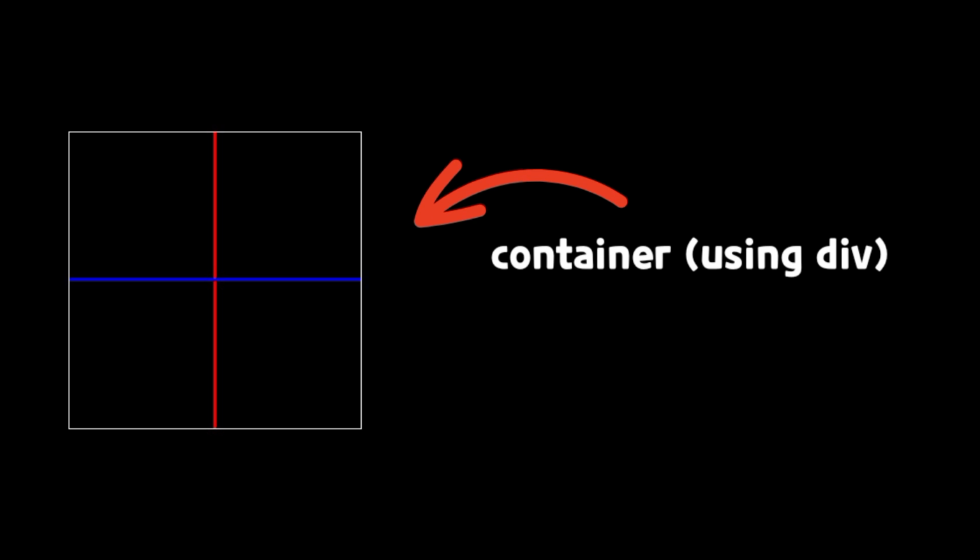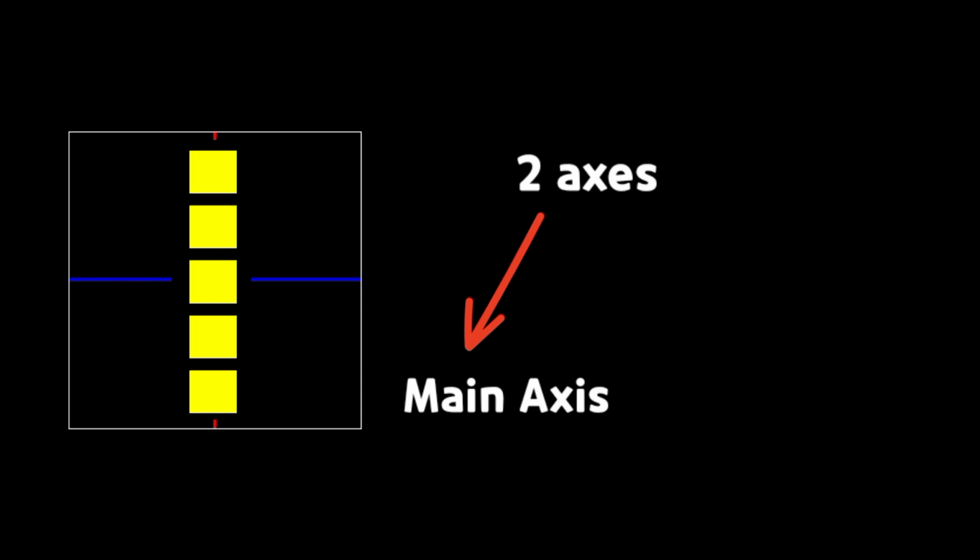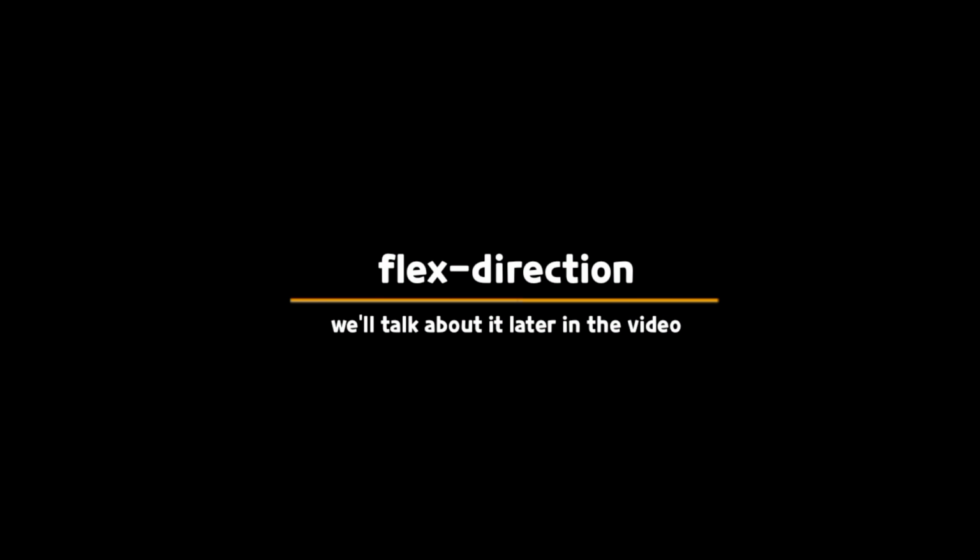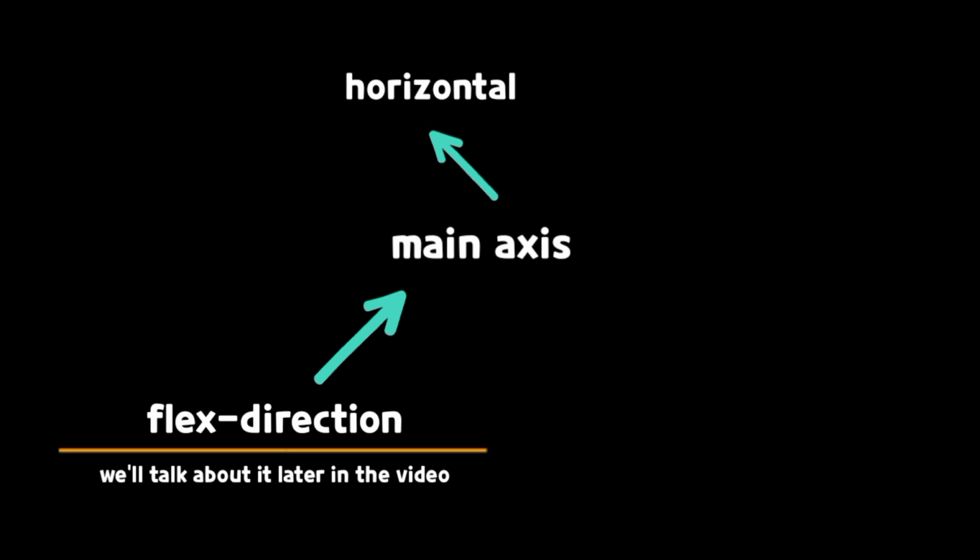Flexbox works by dividing a container, which could be a div, span, literally anything, into flexible items that can be arranged along two axes. Now these axes are the main axis and a cross axis. The main axis is defined by a flex property known as flex direction, which later in this video we're going to be diving into deep. And this sets the main axis to be either horizontal or vertical.